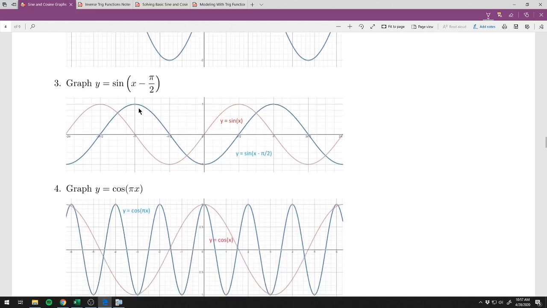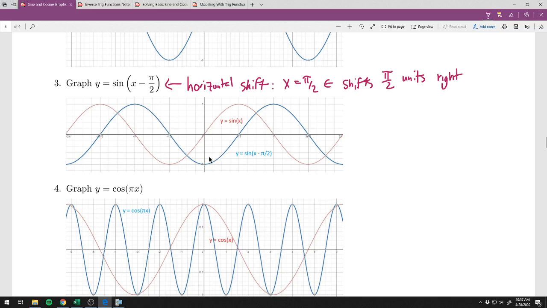All right, the third one I've got here, I know you can see the bottom one, don't worry about that one yet. The third one we've got here, y equals sine of x minus pi over 2. This affects the phase shift, the horizontal shift. If you set the inside equal to 0, because we are subtracting here, we get x equals pi over 2. And that shifts pi over 2 units to the right, since it's positive. And you can see that with our graph here.